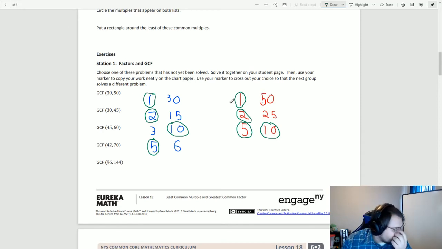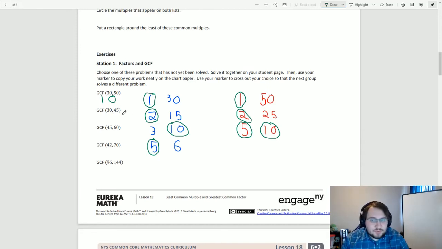So now we look at these numbers and we think, well, which number is greatest? Which of these is the greatest number that they have in common? And that's going to be 10. 10 is going to be my greatest common factor. So that means that my answer to this is going to be 10.